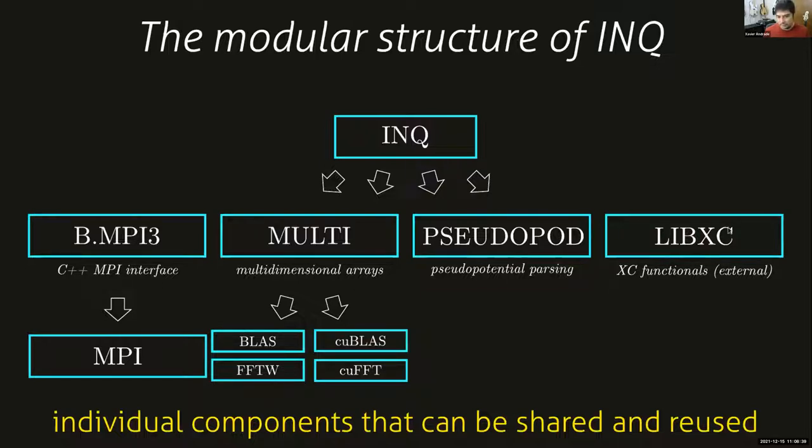And for example, we also use libxc, that is a library of exchange correlation functionals. Of course, this has existed for a long time. I was involved in this development a bit. But this is essentially an external library, the library that does exchange correlation functionals. And we don't really have to worry about that, we just use the library that already exists. We don't need to reinvent the wheel in that sense.